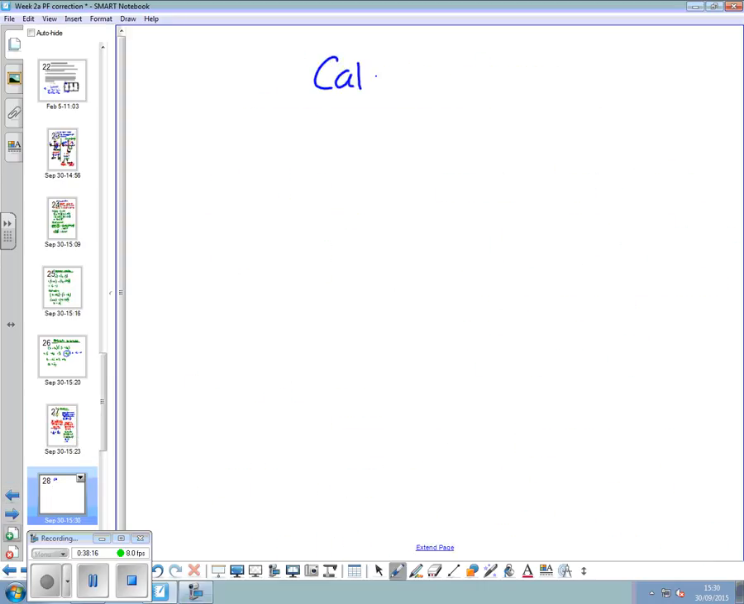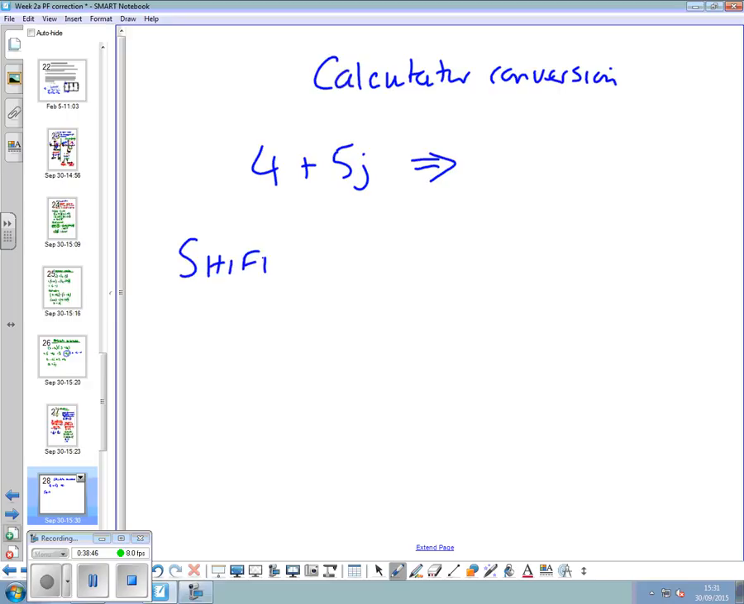Calculator conversion. Convert 4 plus 5j into polar. What we have to do on these Casio calculators, I'm just going to write on the board for the benefit of anyone watching the video, is you do shift followed by POL, and that's actually on the plus button on my calculator.